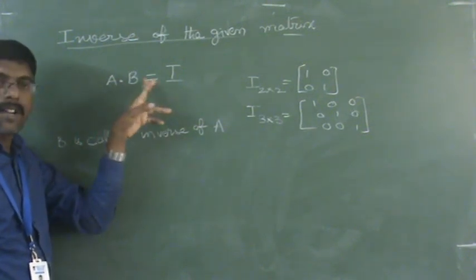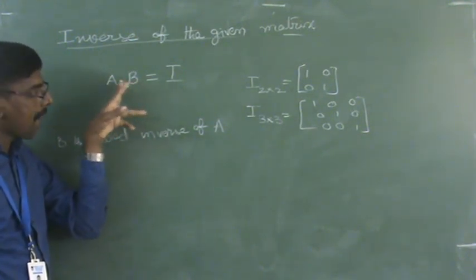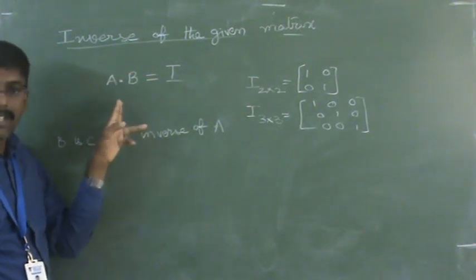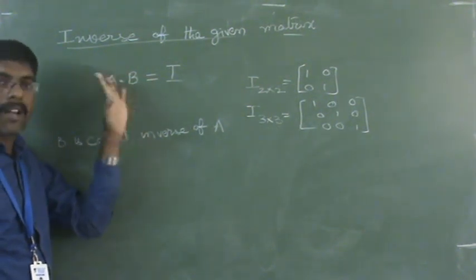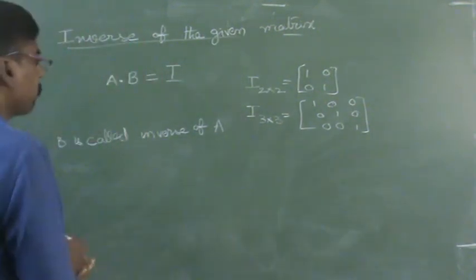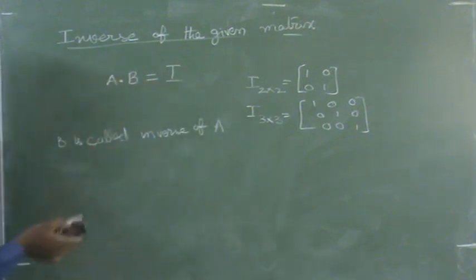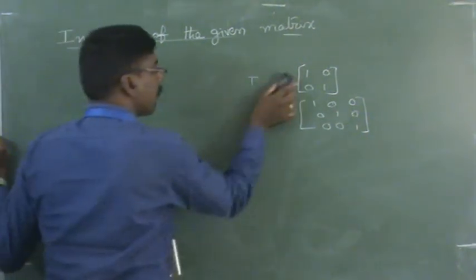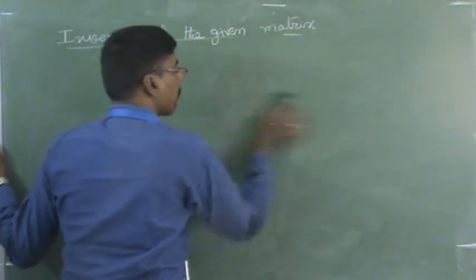So how is it possible? Whenever two matrices are multiplied, our answer should come as a unit matrix. Is it possible or not? We will take one example. This is the important point regarding the topic of the inverse of a given matrix. Suppose I take one small example for you.